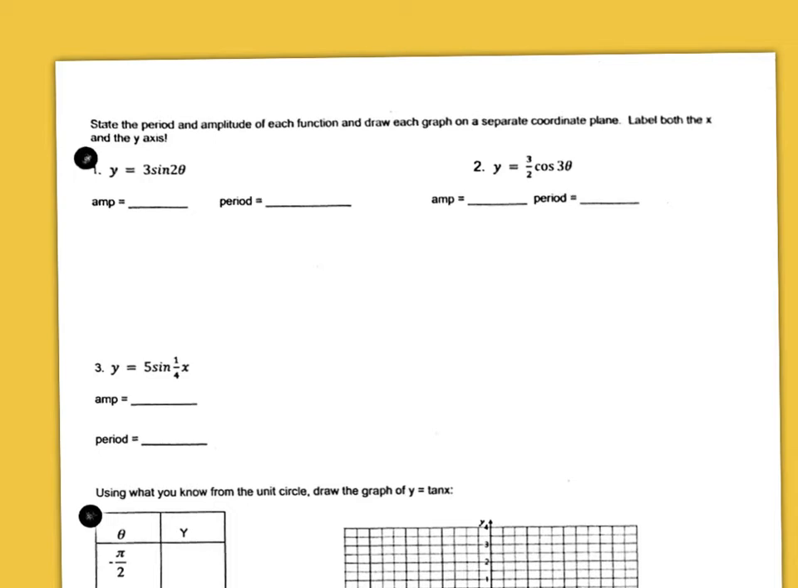Now we're going to graph y equals 3 sine of 2 theta. So the amplitude is the first number, just plain and simple. It's always positive, it's just that first number. If there's no number there, it's a 1. The period is 2 pi divided by b. Well, the b here is 2. And that crosses off, so our period is pi.